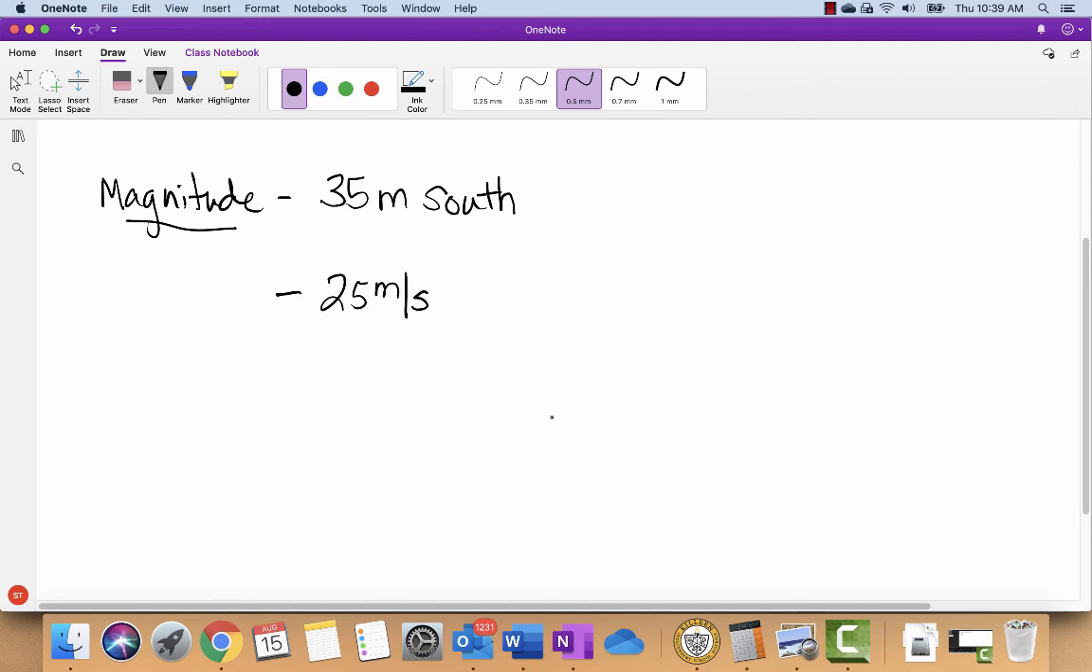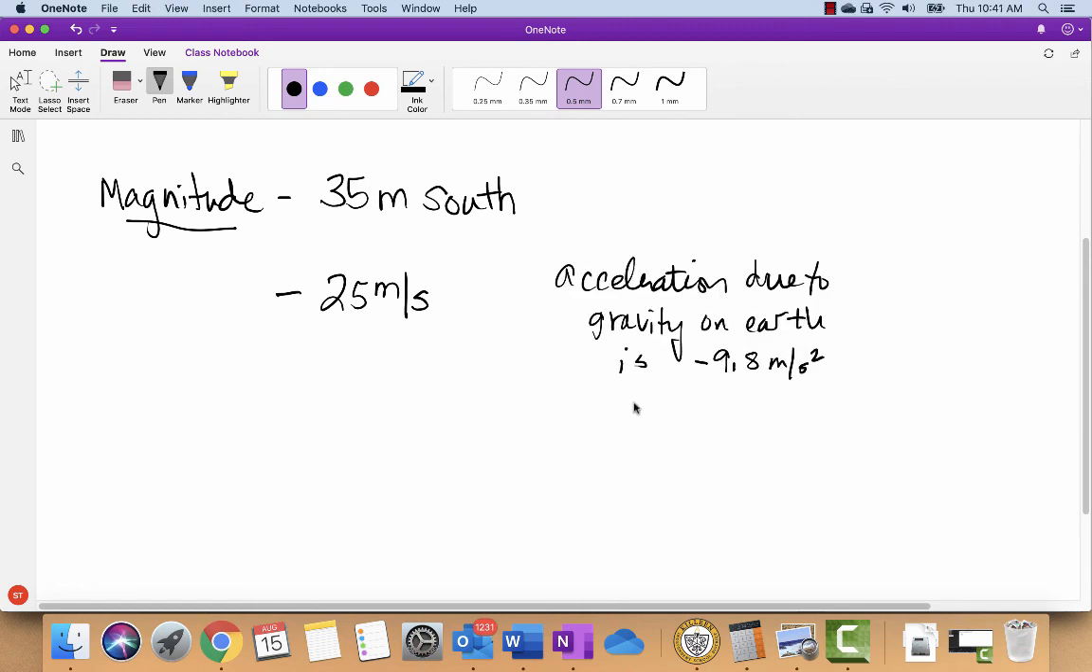Let's say that my velocity is negative 25 meters per second. Well, the magnitude of that is the fact that I'm going 25 meters per second. The negative means I must be probably going west or to the left, negative 25 meters per second. That negative gives me the direction. The 25 meters per second is the magnitude. So on Earth, acceleration due to gravity is negative 9.8 meters per second squared. The magnitude of the acceleration is 9.8 meters per second squared.